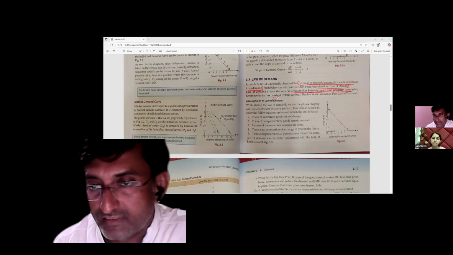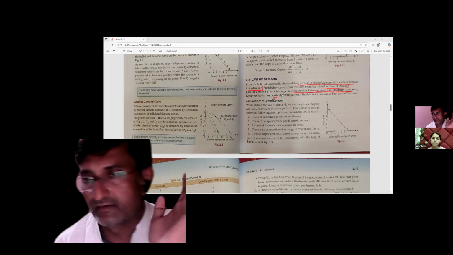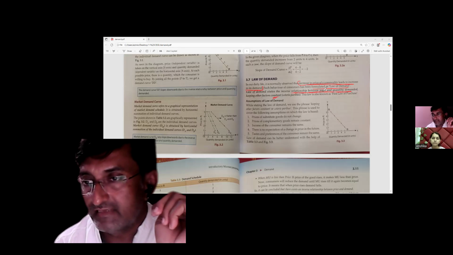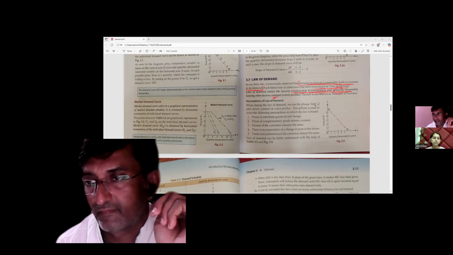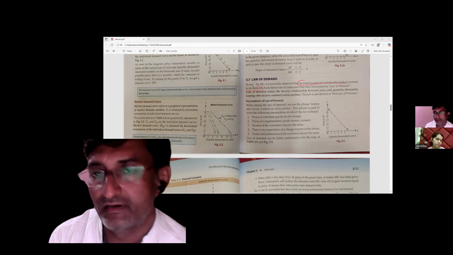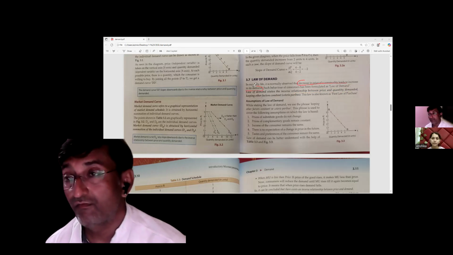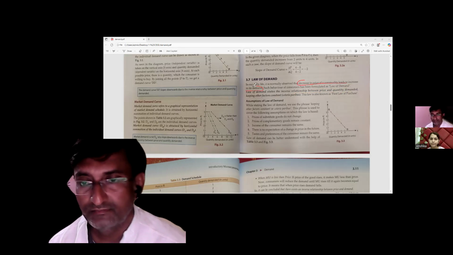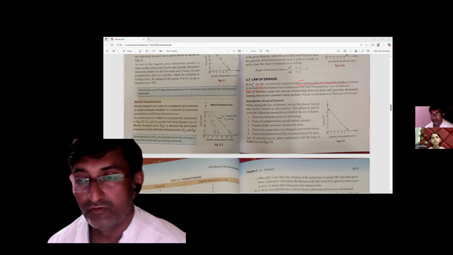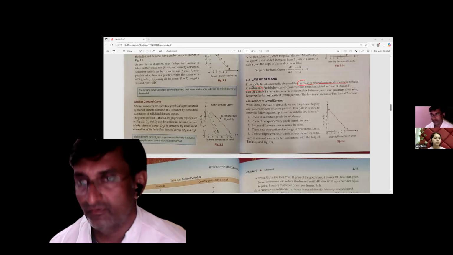Now, keeping other factors constant. In this case, other factors remain constant. But what is changing? Price and quantity demanded. So what is the simple definition of the law? A decrease in price leads to an increase in demand. This theory is called the law of demand. But this law of demand has some assumptions; it is not applicable universally. So there are assumptions for the law of demand.